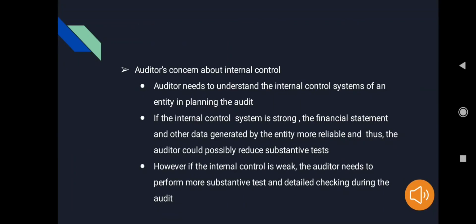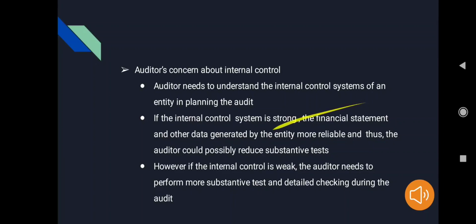Auditors' concerns about internal control. Auditors need to understand the internal control system of an entity in planning the audit. If the internal control system is strong, the financial statements and other data generated by the entity are more reliable, and thus the auditor could possibly reduce substantive tests. However, if the internal control is weak, the auditor needs to perform more substantive tests and detailed checking during the audit.